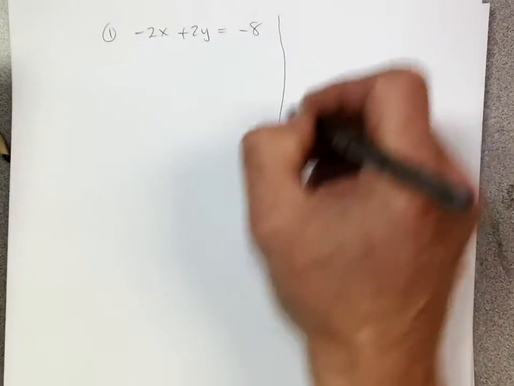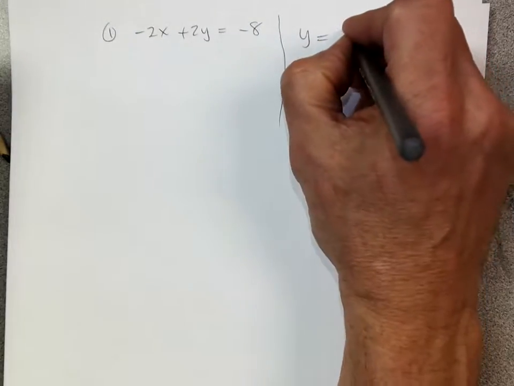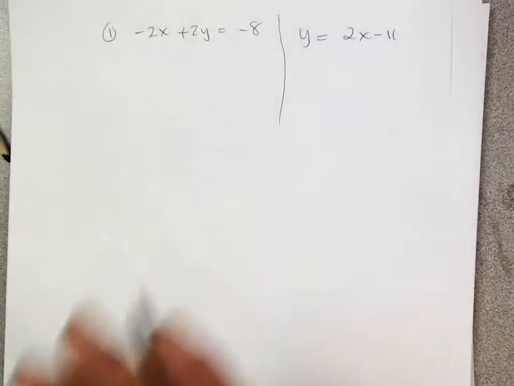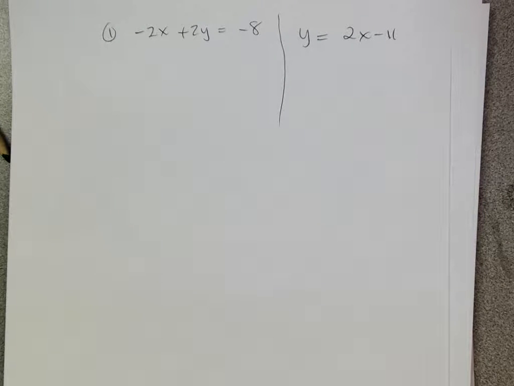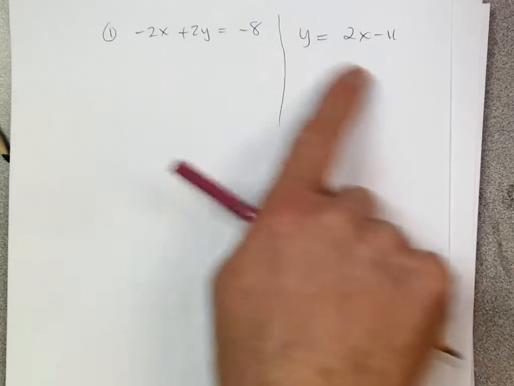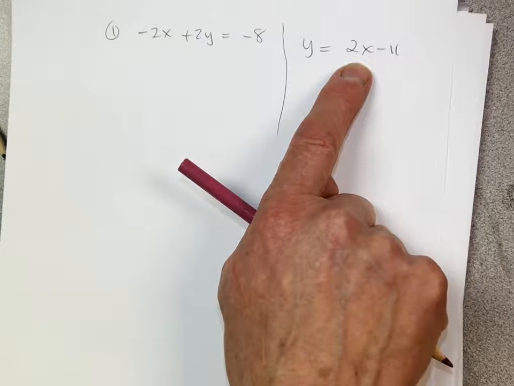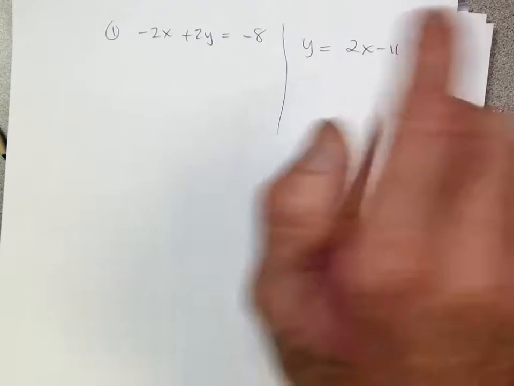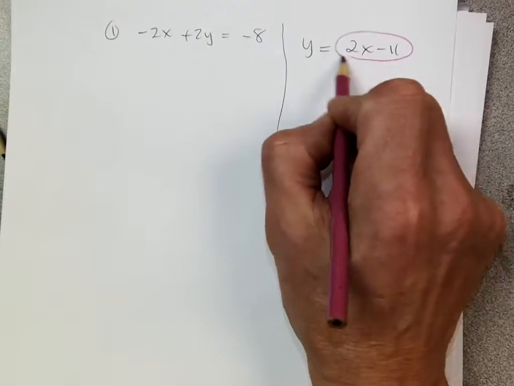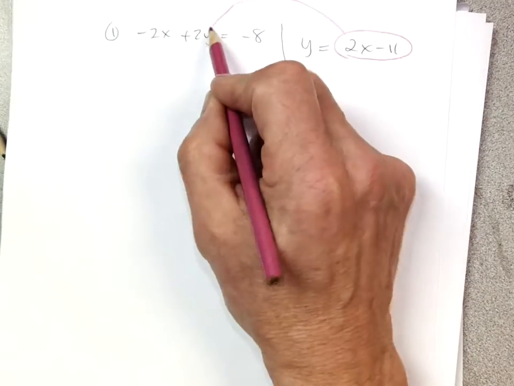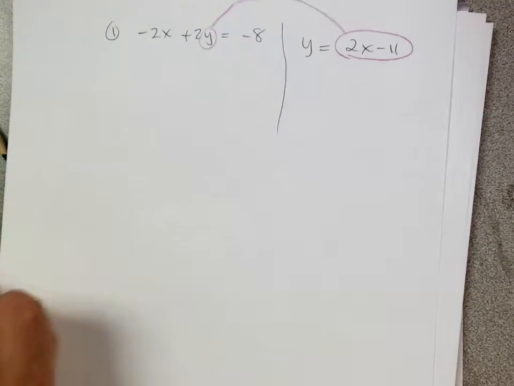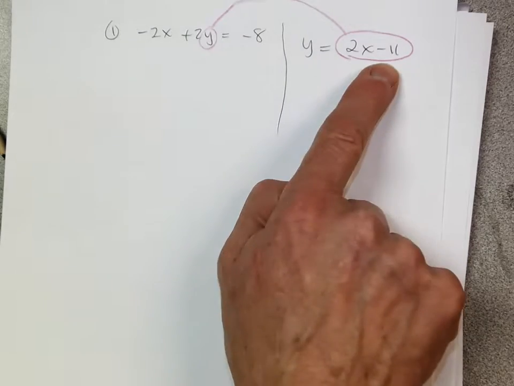And I like to write the other one, y equals 2x minus 11. So when I do the substitution method, I like to write them side by side so that I can substitute one into the other. Now when I look at both equations, the second equation already has y equal to something. Y is equal to 2x minus 11. So I can take my 2x minus 11 and put it right in here for y. I can replace or substitute the 2x minus 11 in for y.